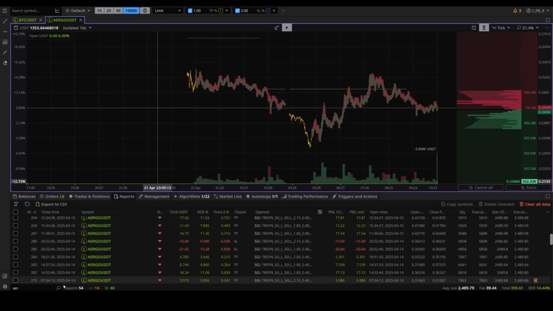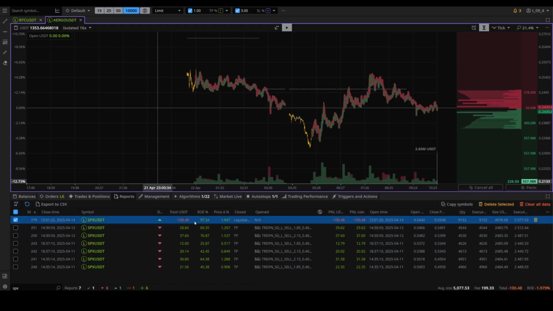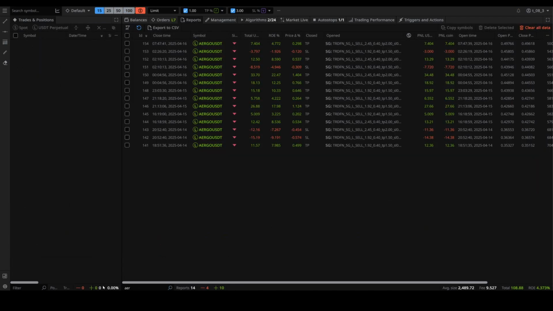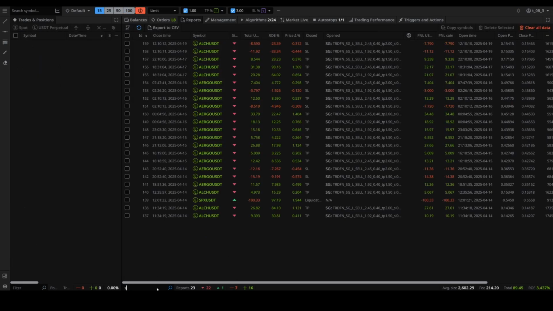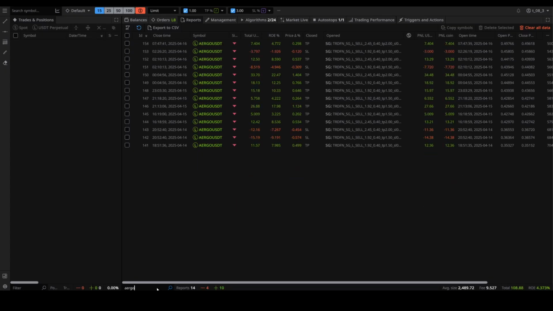If you go here, AERGO was not the only coin that got this treatment. I also had SPX, which was performing very well, but then the very day that I switched to have the same coins traded on multiple accounts, it got me liquidated at almost exactly 100 USDT. And that's not the only one. On this account, it did the same thing. SPX minus 100, so I got double liquidated. That's what makes it quite dangerous, but overall, AERGO compensated for the losses on SPX.